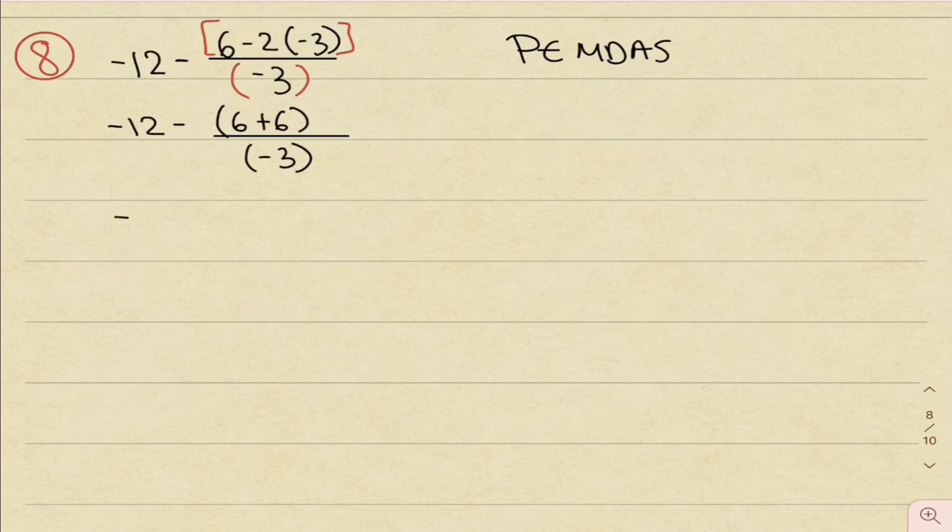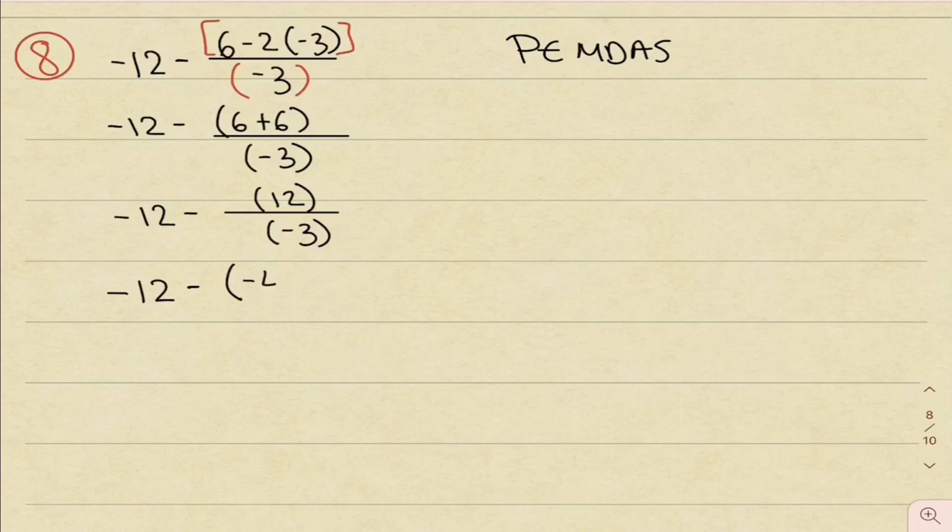So now I'm going to rewrite negative 12 minus, I still have parentheses on top. I have 6 plus 6, which is 12. I'm still going to keep it in parentheses, divided by negative 3. Now, as you can see, I have a division and I have a subtraction. So division goes before subtraction. I'm going to go ahead and divide 12 divided by negative 3. So I have negative 12 minus 12 divided by negative 3 is negative 4.